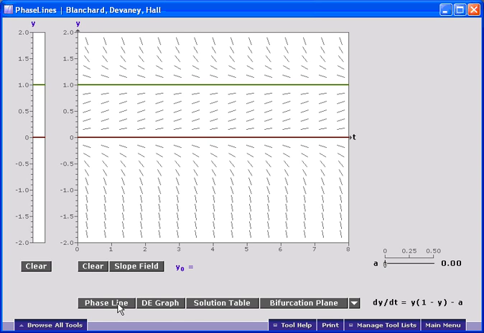The phase line, remember, is just a qualitative picture of where are the equilibria, are they stable or unstable, and if I'm here I'm going down, here I'm going up, here I'm going down. And that's the qualitative picture for that one equation. And here's the equation. It's y times 1 minus y, minus a, but that's equal to 0.